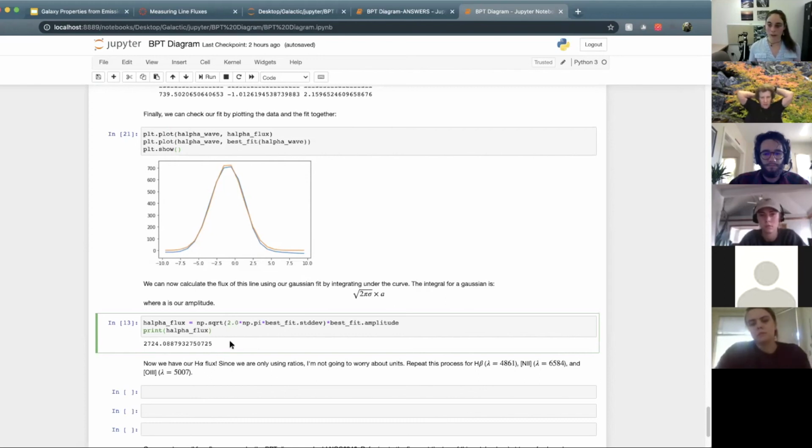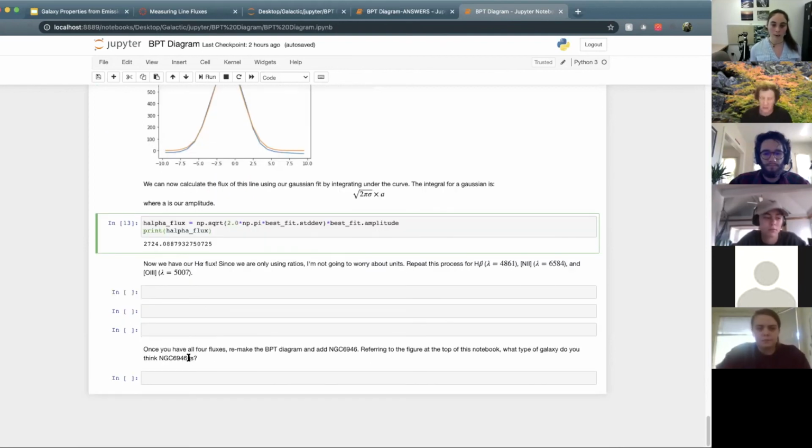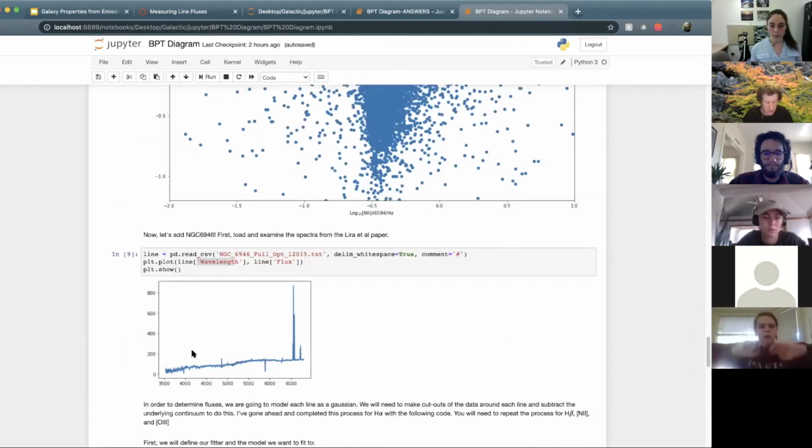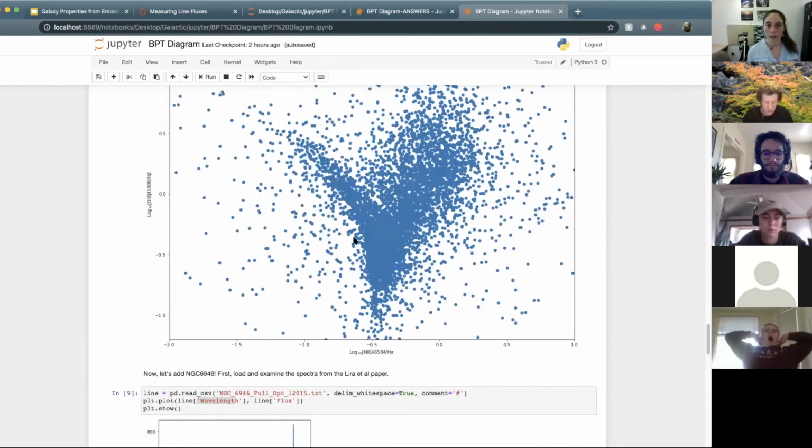Your goal is to replicate that for the H beta, N2, and O3 lines, so you can put NGC 6946 on this BPT diagram. Any questions before I release you to get that going?